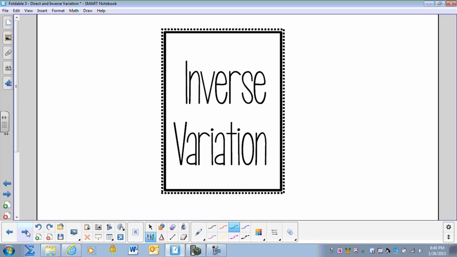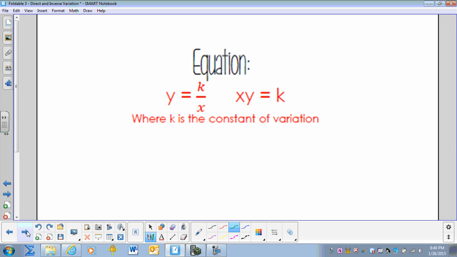Inverse variation. The equation for an inverse variation is y is equal to k divided by x. x times y is equal to k, and k is the constant of the variation.